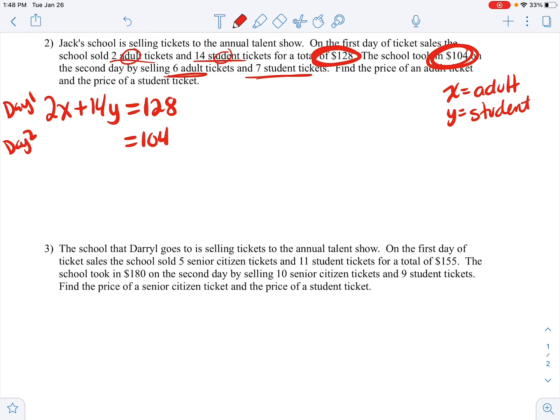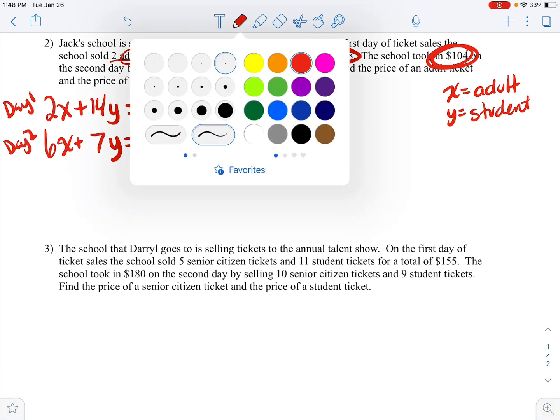Now let's do day 2. I sold adult tickets plus student tickets. So on day 2, how many adult tickets did we sell? 6. How many student tickets did we sell? 7. From here, we can use elimination to solve.